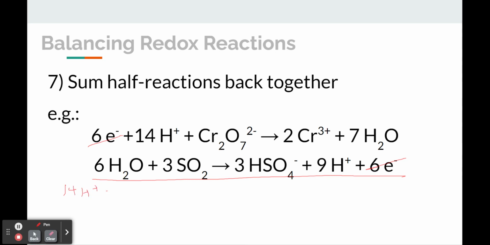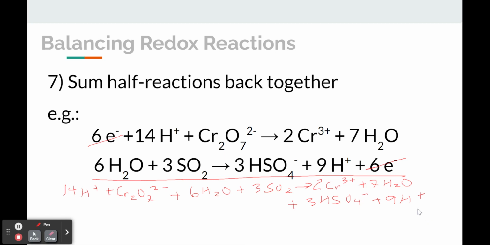14H+ plus Cr2O7 2-, plus 6 water, plus 3 SO2. That's everything on the left-hand side. And now we've got 2 Cr3+, 7 water, plus 3 HSO4-, plus 9H+. And remember, the electrons we've already canceled out.